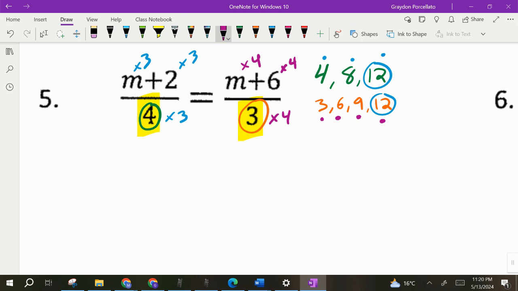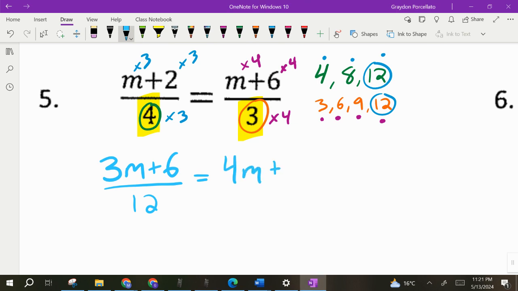Now, what do we get? On the left, we get 3m plus 6 over 12 equals 4m plus 24 over 12. And what do we do when our denominator is the same? We cancel it out.